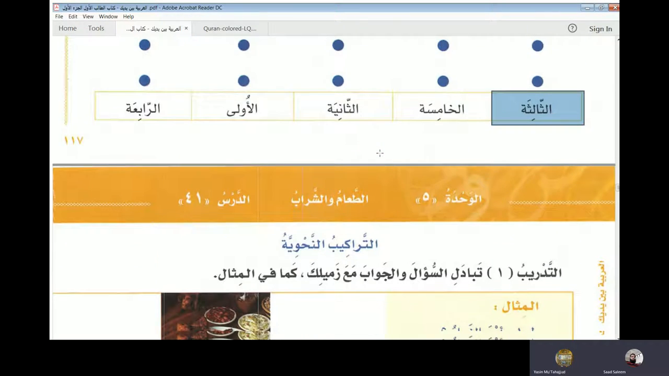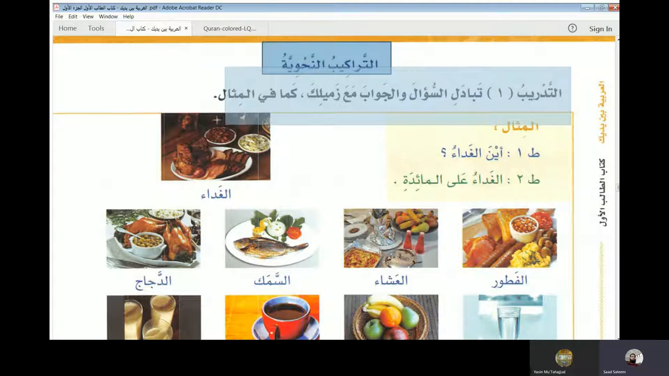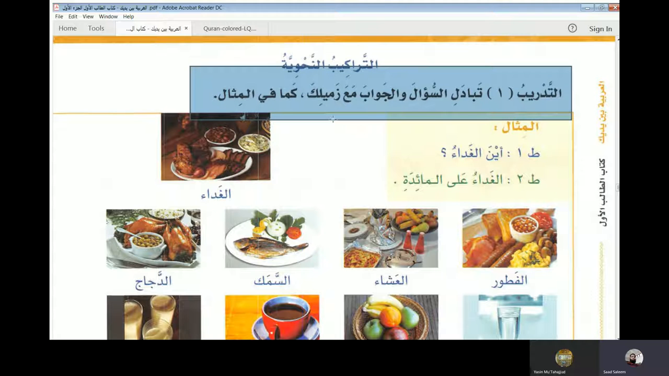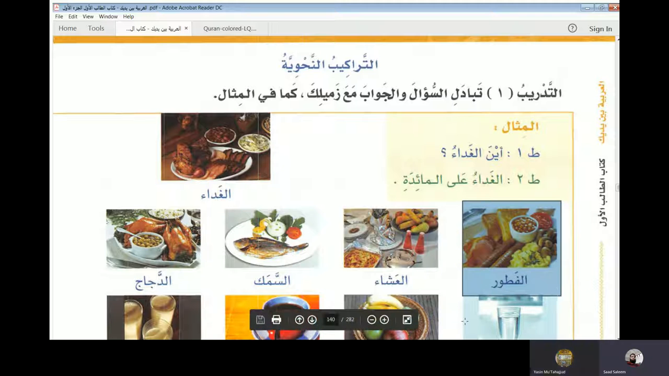At-Tarakib will have your grammatical structures. At-tadrib al-awwal, first exercise: Tabadal as-su'al wal-jawab ma'a zamilik kama fil-mithal. Exchange the question and answer with your colleague, as in the example. First student: Ayna al-ghada? Where is the lunch? Second student: Al-ghada ala al-ma'ida. The lunch is on the dining table. Okay, next.